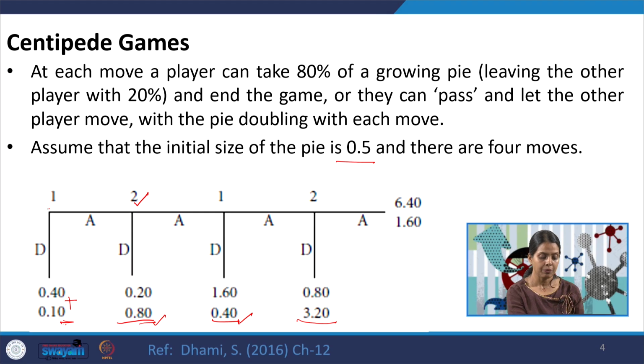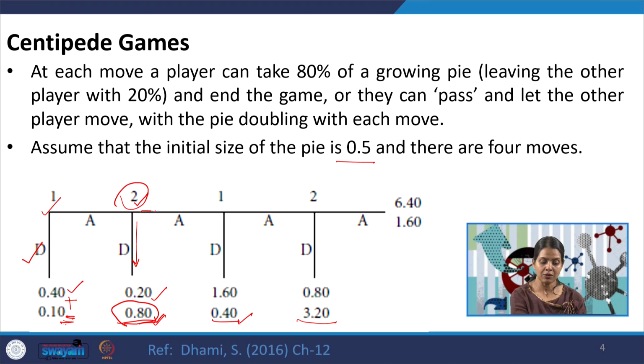In the beginning player 1 has the option to play D or down. In that case the game ends and she gets 80% of the pie. So, 80% of 0.5 is 0.4. She gets 0.4, and 20% accrues to the other player. If she chooses to play across, then the next move would be by player 2, and if he plays down, then he gets 80% of the pie. Now, the pie size has doubled, it is 1. So, 80% of it, that is 0.8, goes to player 2 and 20% remains with player 1.